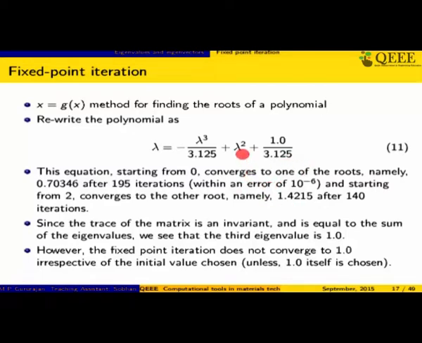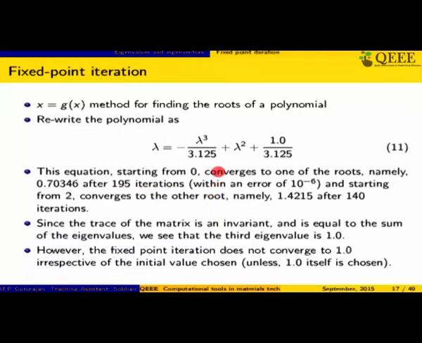For example, first if I take lambda to be 0, what do I get? This is 0, this is 0. I get lambda to be 1 by 3.125. Now I substitute lambda to be 1 by 3.125 in this equation and get the next lambda. If I keep doing it, these values converge, but it takes a very large number of iterations. That is why I am not asking you to do this.